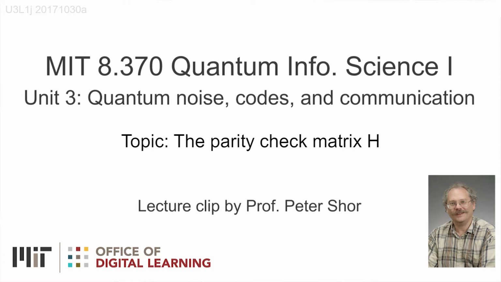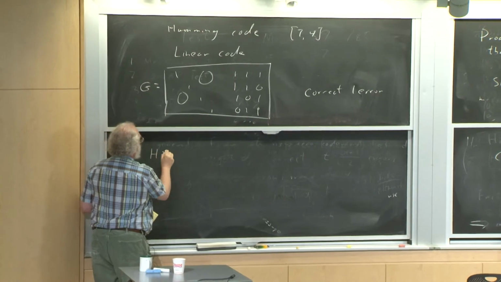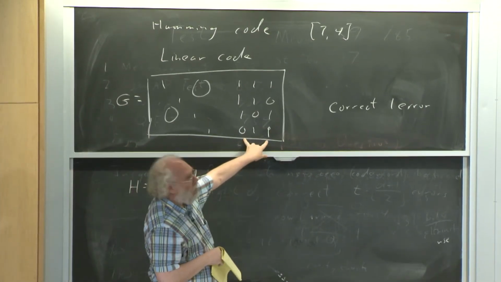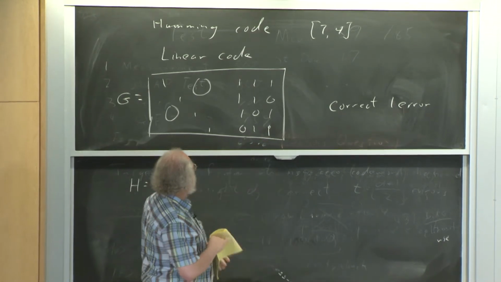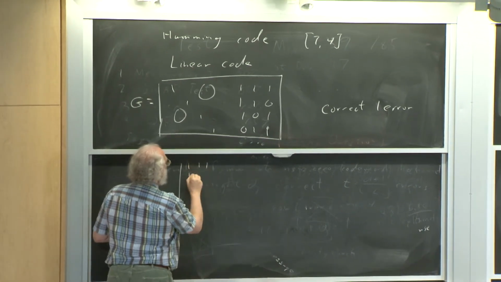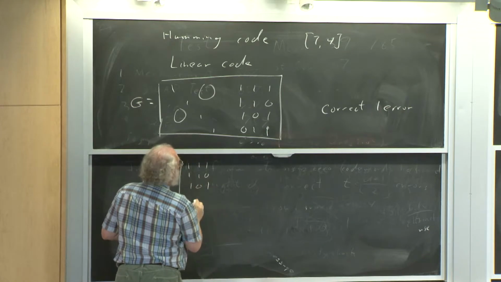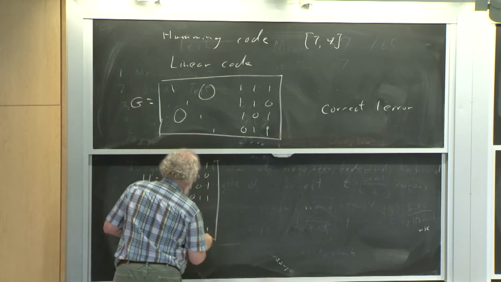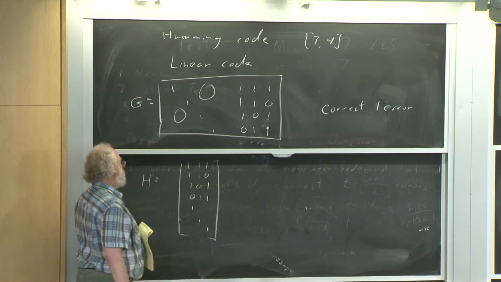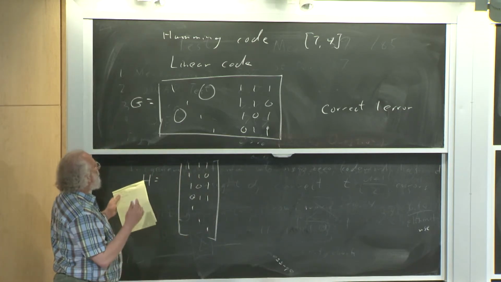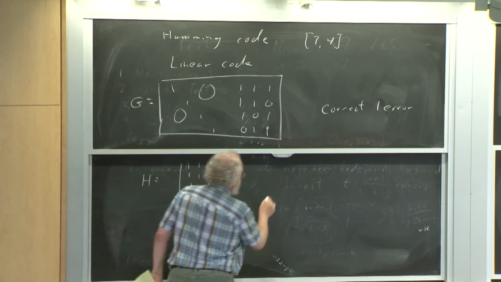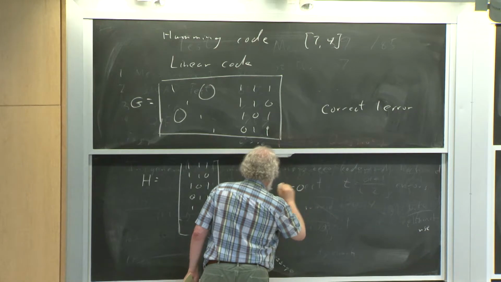So how do you correct errors? Well, what we're going to do is define H. We're going to take this parity check piece of the matrix and stick it up here. And now we have that GH equals 0.